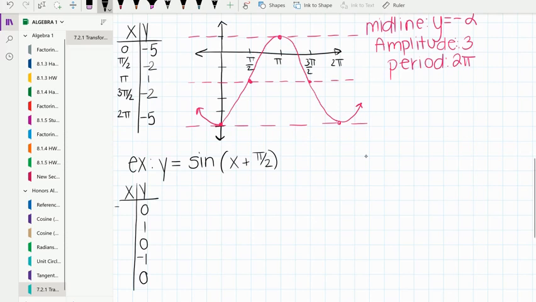So 0, if we move it over left pi over 2, becomes negative pi over 2. Pi over 2 becomes 0. Pi becomes pi over 2. 3 pi over 2 becomes pi. And 2 pi becomes 3 pi over 2. Okay, so from there, we're going to go ahead and graph this.